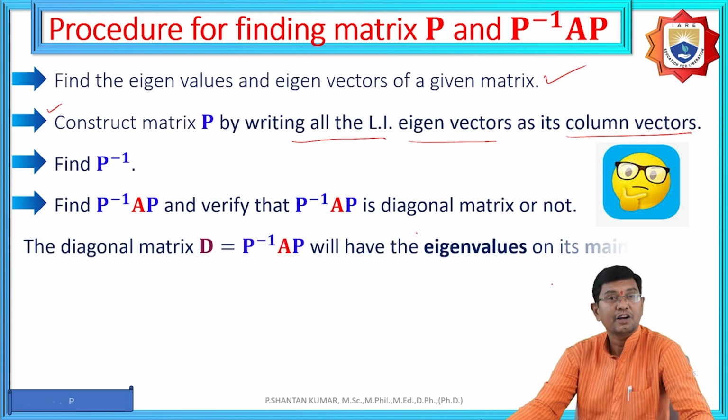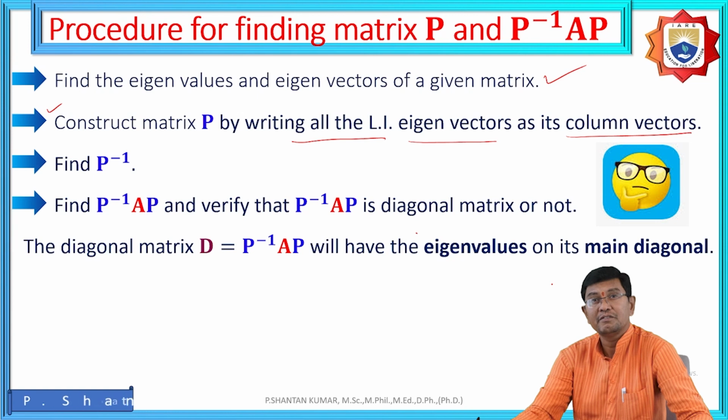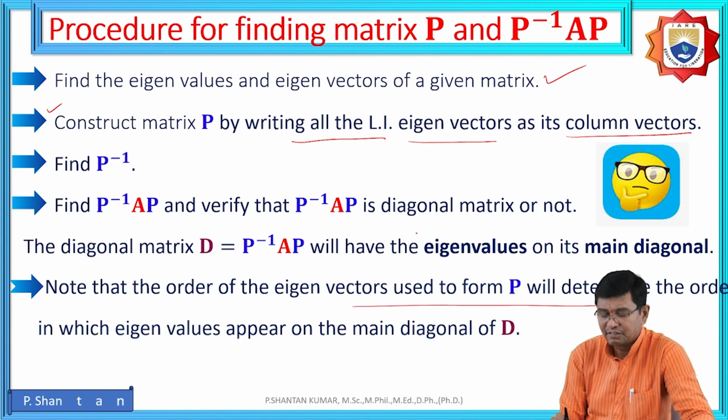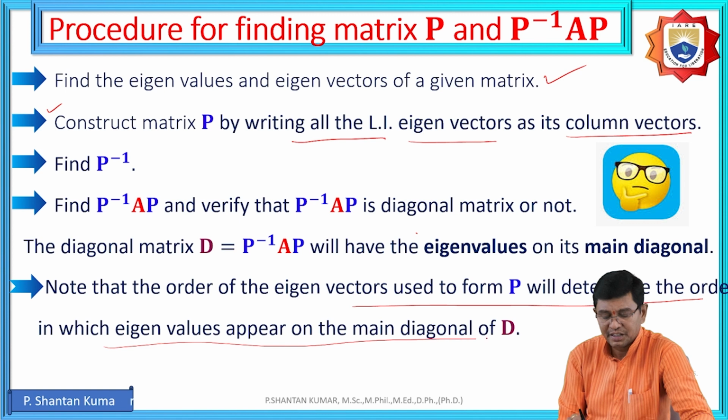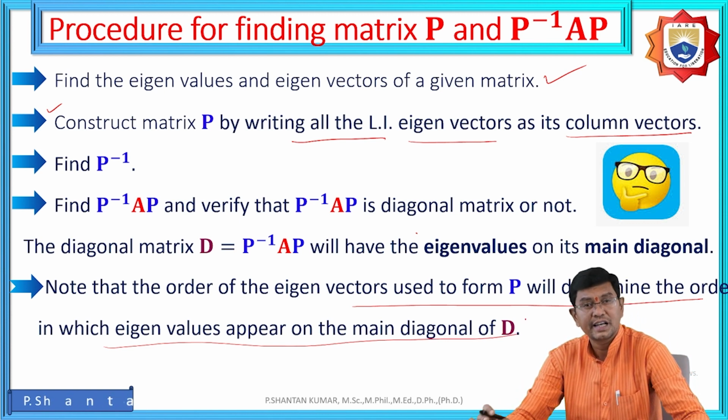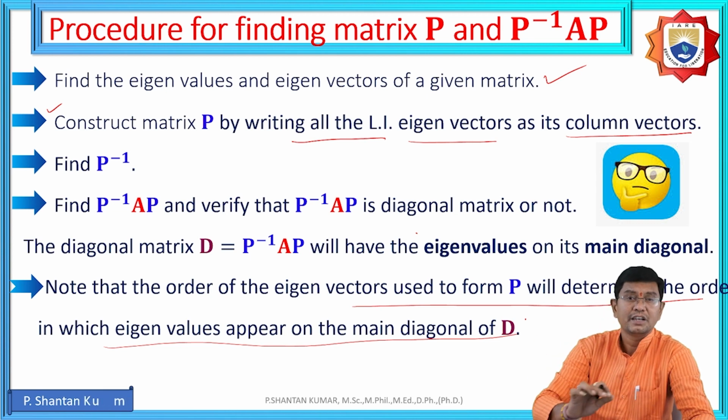Here the diagonal matrix D equal to P inverse AP will have the eigenvalues on its main diagonal. Note that the order of the eigenvalues in P determines the order in which the eigenvalues appear on the main diagonal. That means whatever diagonal matrix we obtain, the diagonal elements are the eigenvalues of the given matrix.